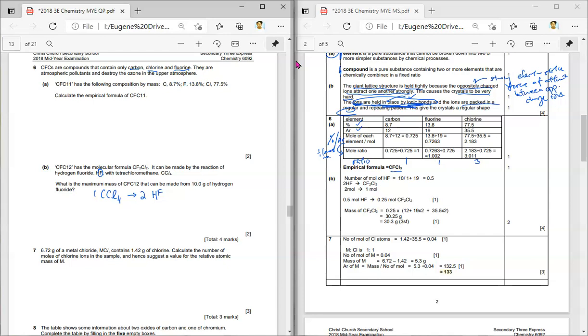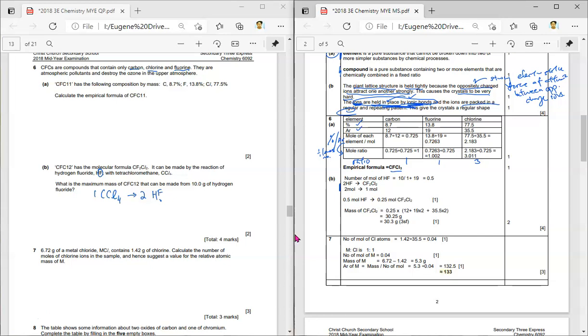So 1 HF can only give me 1 fluorine. If I want CF2Cl2, I'll need 2 HF because I need to put 2 fluorines inside here. So that's why you know that the ratio over here is 2:1.